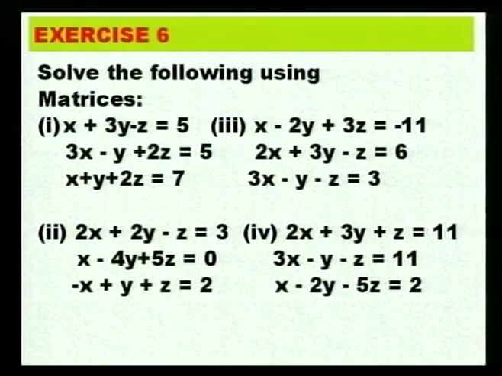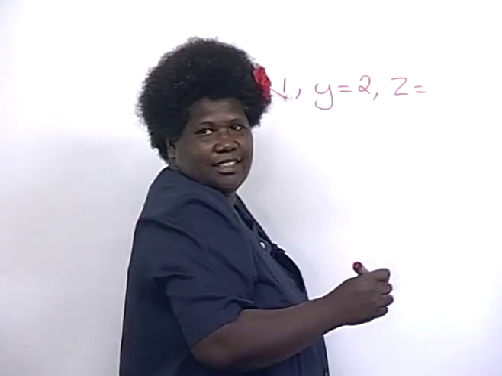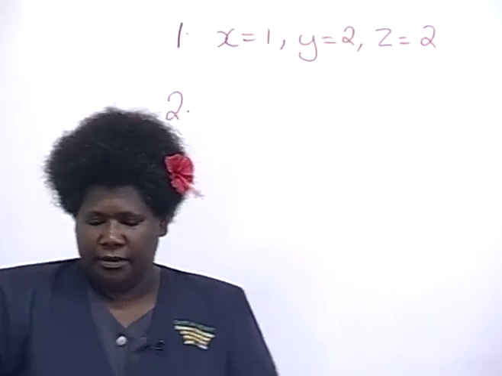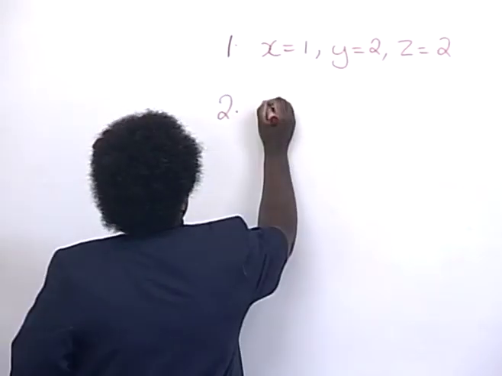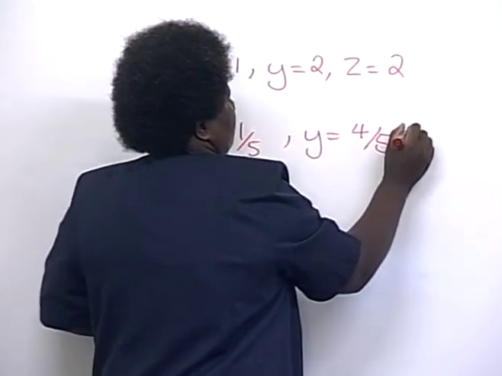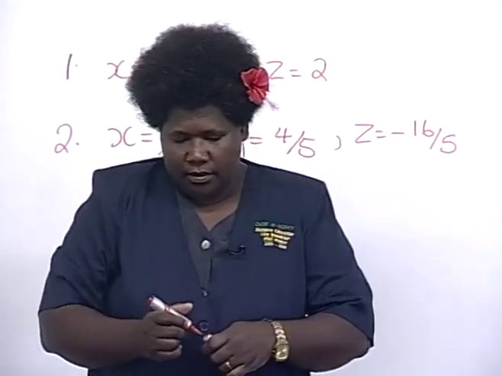Okay, so number 1, Geno, can you please give us your answer for X, Y, and Z? X equals 1, y equals 2, and z equals 2. Number 2, Patrick. X equals 1 on 5, y equals 4 on 5, and z equals negative 16 on 5. Negative 16 on 5? Yes. Okay, is he correct?